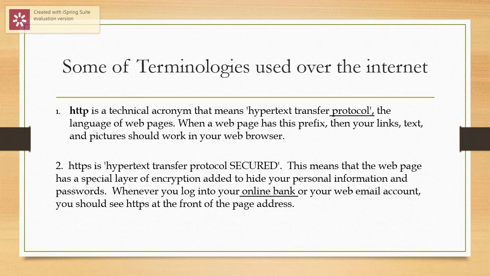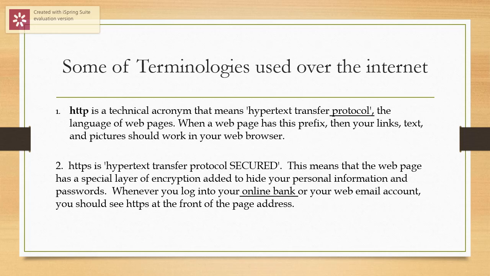What are some of the terminologies used over the Internet? 1. HTTP. HTTP is a technical acronym that means Hypertext Transfer Protocol, the language of web pages. When a web page has this prefix, then your link, text, and pictures should work in your web browser.